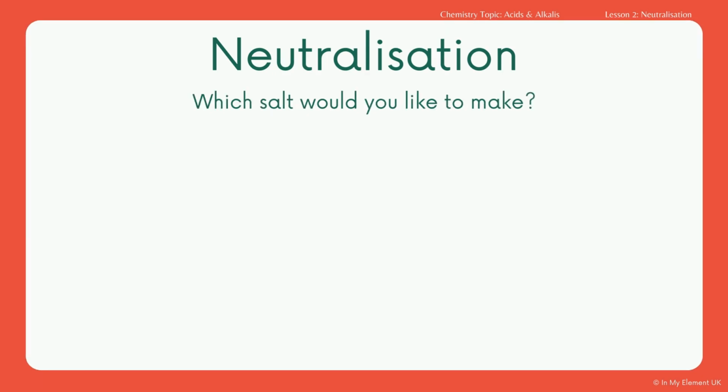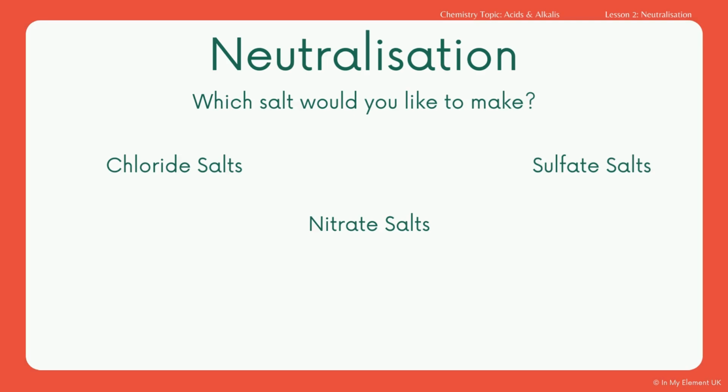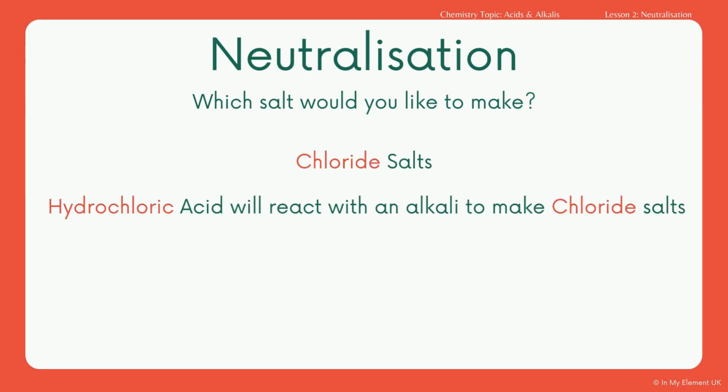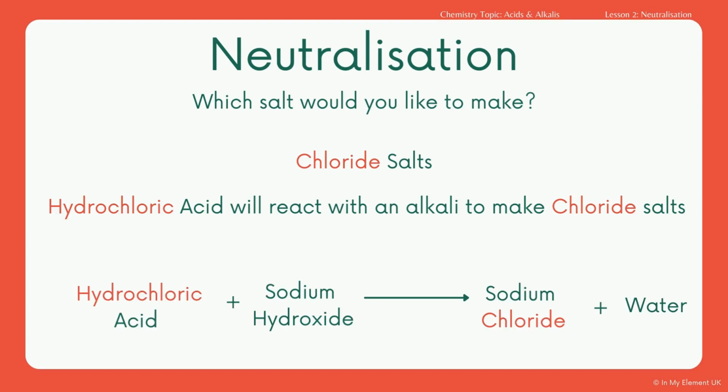What you also need to know is which salt you can make from which acid. So you have to know how to make chloride salts, which 2 chemicals to react, how to make nitrate salts, and how to make sulfate salts. It's very simple if you remember the key words, okay? So chloride salts are formed from hydrochloric, so chloric is key here, hydrochloric acid. That will react with an alkali to form chloride salts. One example of this is hydrochloric acid reacting with sodium hydroxide to form sodium chloride and water.